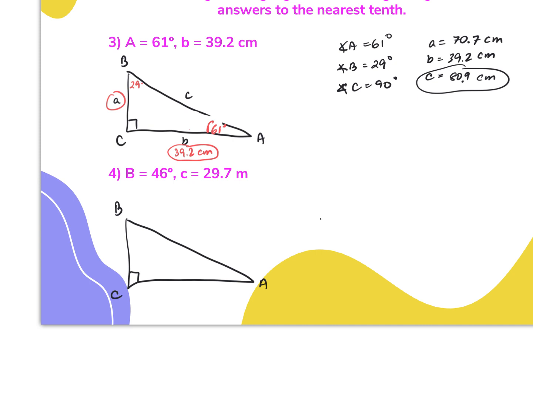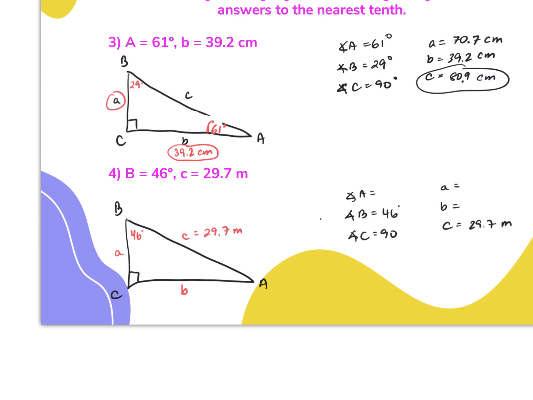Again, they told me that angle B is 46 degrees, side C, so this is little a, little b, and little c. So the hypotenuse is 29.7 meters. Again, I've got angle A I'm looking for, angle B, angle C is always 90 in these problems. Then I have little a, little b, and little c. I was given B is 46 degrees and little c is 29.7 meters.